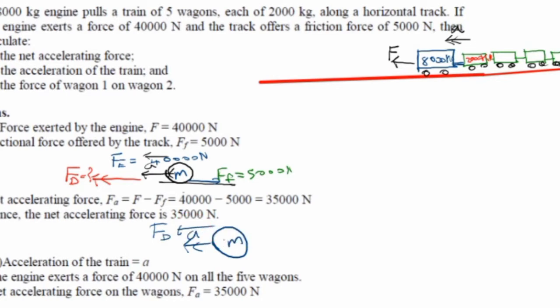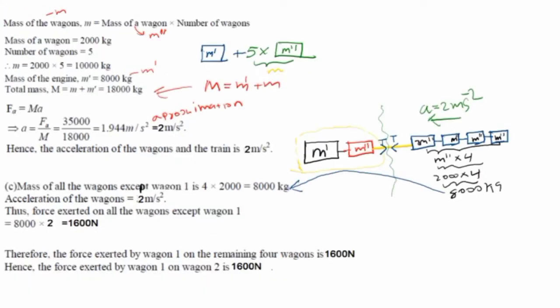Now see the results. The mass of the engine can be taken as capital M. The mass of one wagon is M dash, and you have to multiply that by the number of wagons, which is 5. So you can easily find the total mass of the wagons is going to be 10,000 kilograms. I can get the total mass as capital M plus M dash, where M is for the engine and M dash is for the total mass of the wagons together. So the overall mass is 18,000 kilograms.